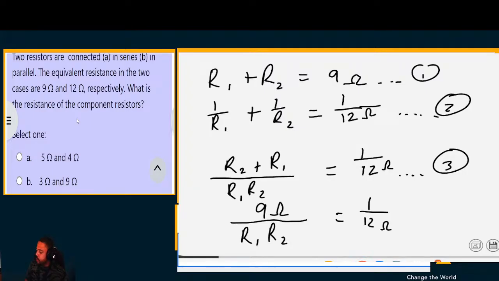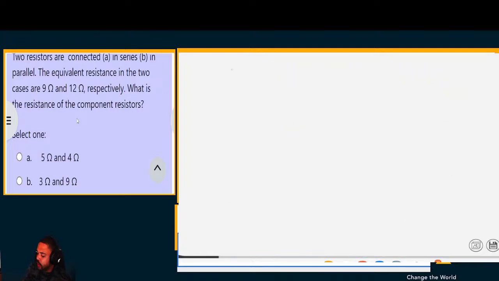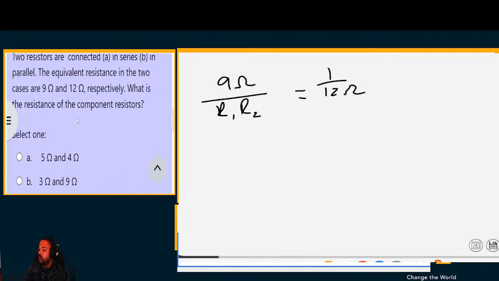Therefore, if we rewrite this equation at the bottom, we have 9 ohm over R1 times R2 is equal to 1 over 12. Now rewriting this gives us that R1 times R2 is equal to 9 ohm times 12 ohm.